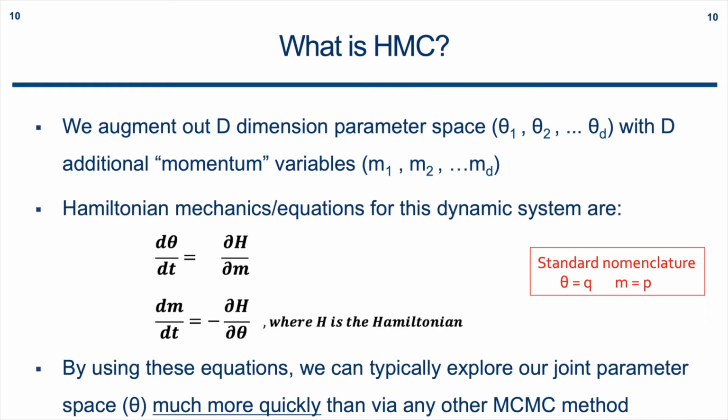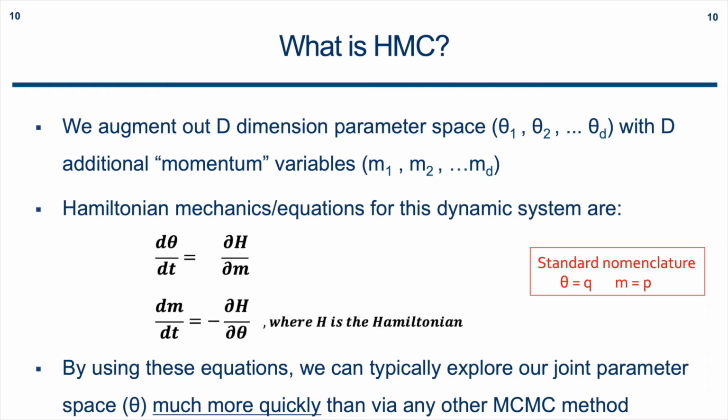Well, we start with the idea that we're going to have our parameters, which I'm going to refer to as theta. Here I'm talking about a d-dimensional parameter space, so I've got d thetas. And I'm going to augment those. I'm going to add in an equal number of momentum variables, which I'm going to call m1 through to md.